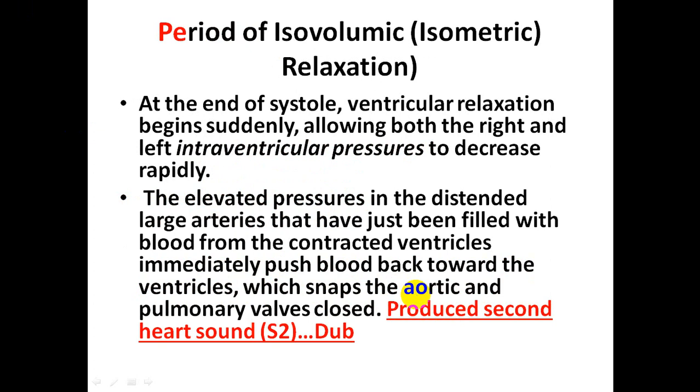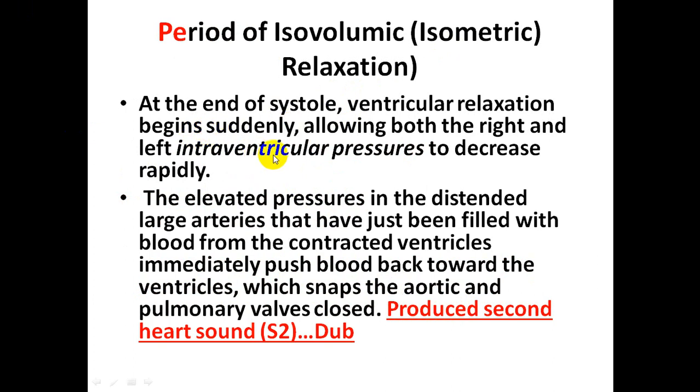And we come to the next step of the cardiac cycle, what's called isometric or isovolemic relaxation. What does that mean? At the end of systole, the ventricular relaxation begins suddenly, allowing the intraventricular pressure to decrease rapidly. So the pressure in the right and left ventricles decreases rapidly.